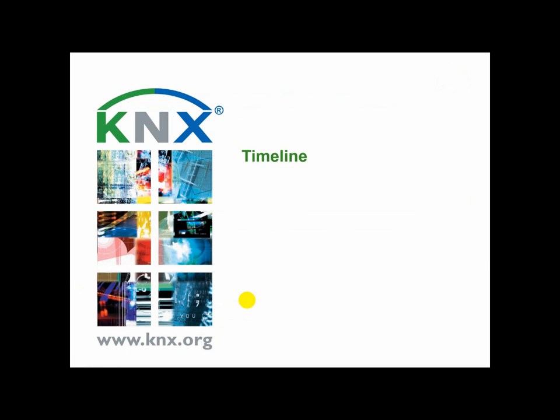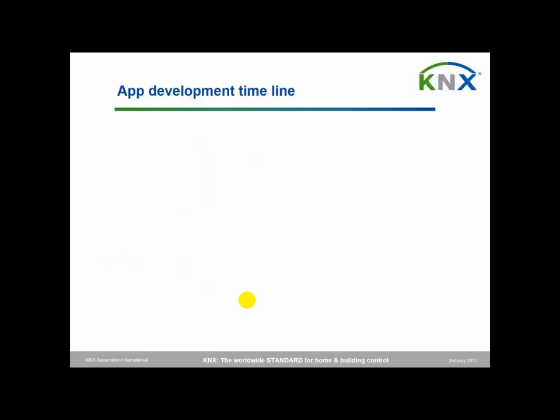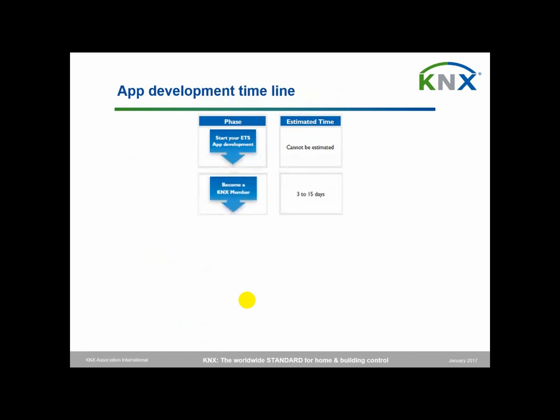Okay, then the last topic of today is the timeline. So, let's have a look. At a certain moment you take the decision, yes, I want to start ETS app development. From that moment onwards, it depends of course what is required, but let's look at the so-called worst case scenario. Then you first need to become a KNX member. You have to take into account from that moment onwards, three to 15 days.